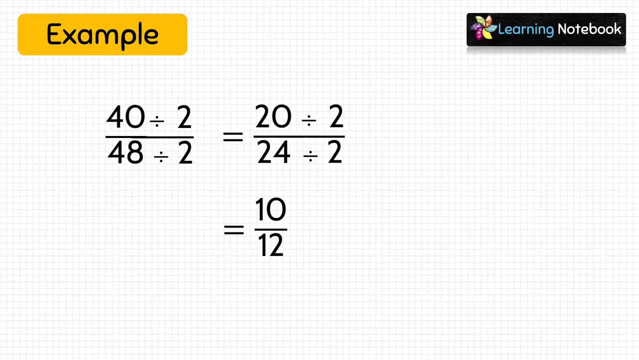Now, is there any common factor between numerator and denominator? Yes. Again, it is 2. So, let's divide by 2 again. And we get 5 by 6. Now, students, there is no common factor between numerator and denominator. So, 5 by 6 is in its simplest form.